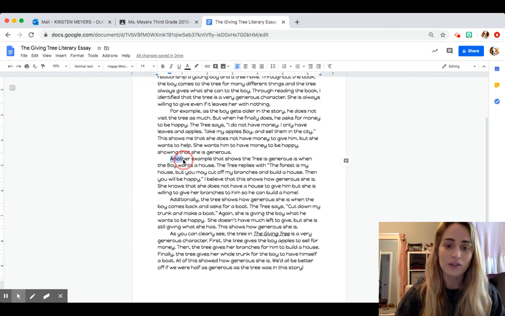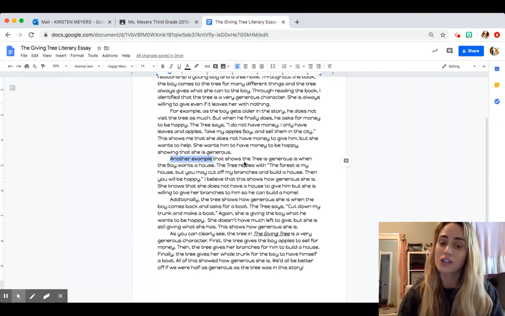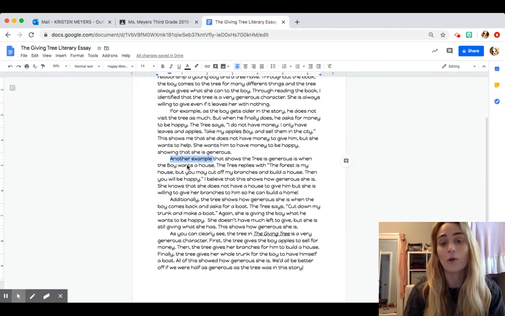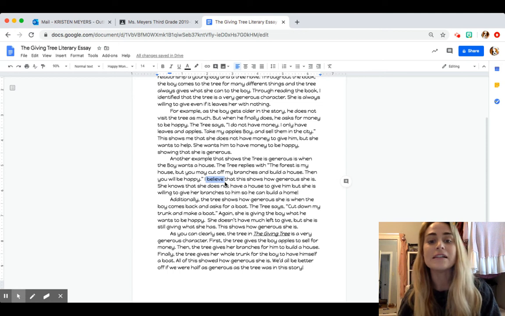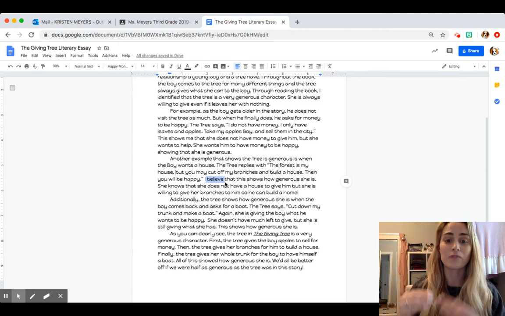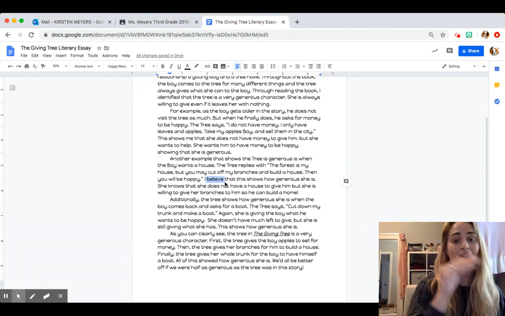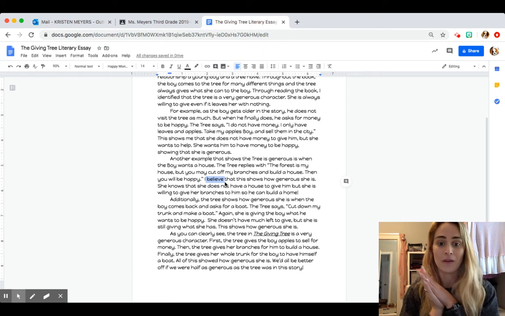And then again, my next paragraphs follow the same structure. We start with our transition, right? We're going to be talking about how the tree is generous because the boy wants a house, right? And then I have my evidence, right? We have it in quotations. Big thing right there: having our evidence directly from the text in quotations. And then I have a transition and then the reasoning. You have to make sure your reasoning talks about that evidence and ties it back to the claim, right?